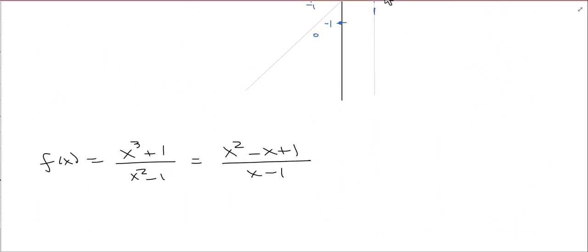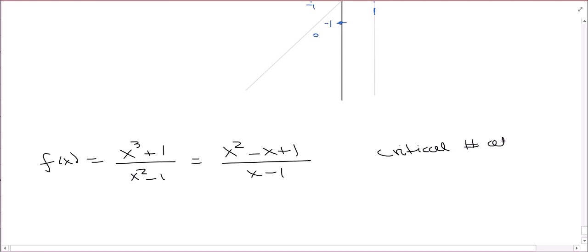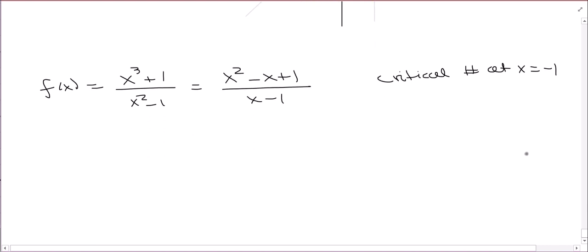So this is what our function looks like, but let's remember that this is also undefined at negative 1, so we have a critical number at x equals negative 1 as well. So we have to check that one because the function is undefined there. So let's take the derivative.